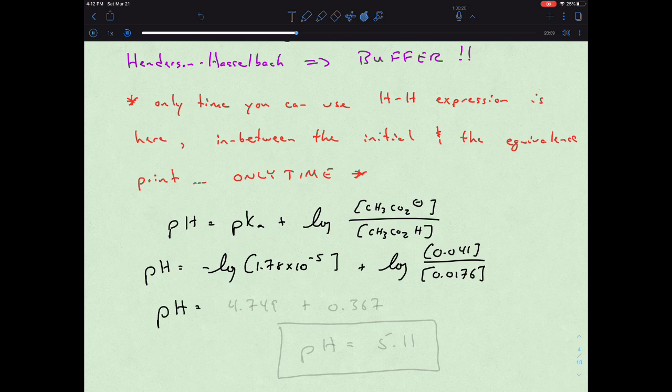And so our pH would be equal to 4.749 for the pKa plus 0.367 for the logarithm of the conjugate over the parent, and our pH is exactly the same that we got above using the ice table method, right? They're really no different, but this will be an alternative to that particular process.